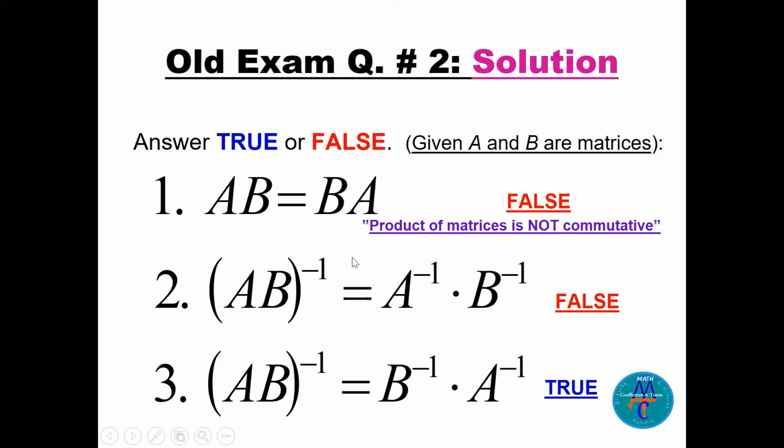Now to know that, you can just take an example. 2 by 2, simple example. A 2 by 2, take B 2 by 2 if you like. Multiply AB, multiply BA. Most of the time they are not the same. So this is false. Also, multiply AB, find the inverse, or multiply A inverse times B inverse. That will be false. And this one will be true.